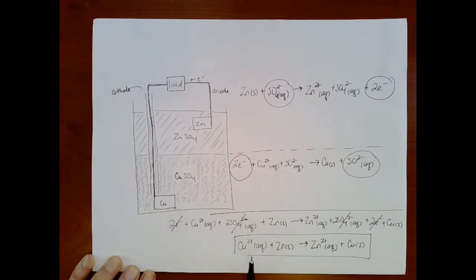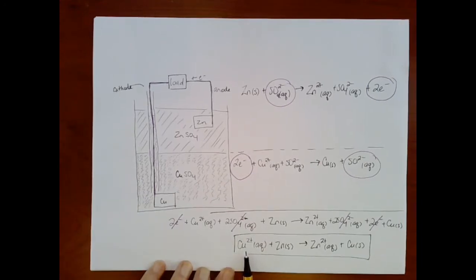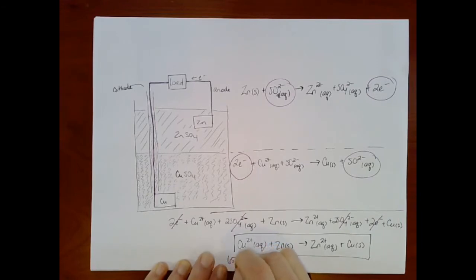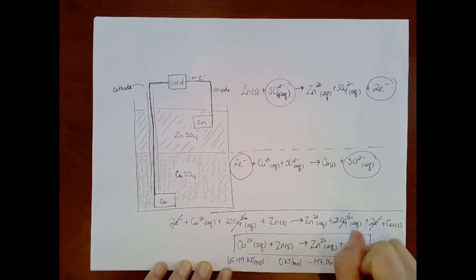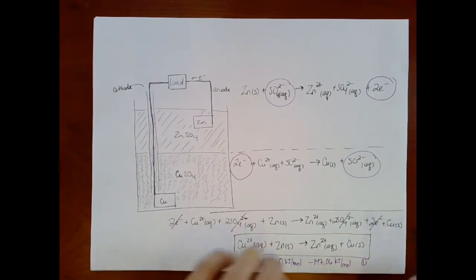If I go look up the Gibbs energy of formation in the table, the values that I get are 65.49 kilojoules per mole for copper. Zinc is the agreed upon standard state for zinc, so we call that 0. The zinc cations are minus 147.06. And copper metal is the agreed upon standard state, so it's 0.